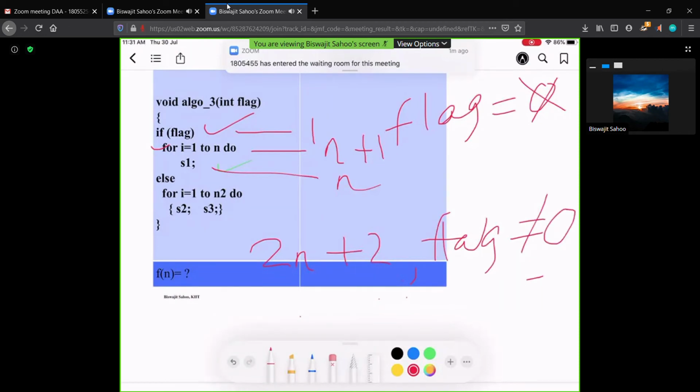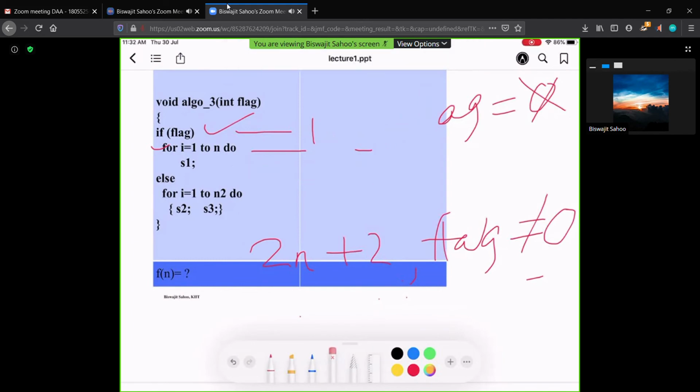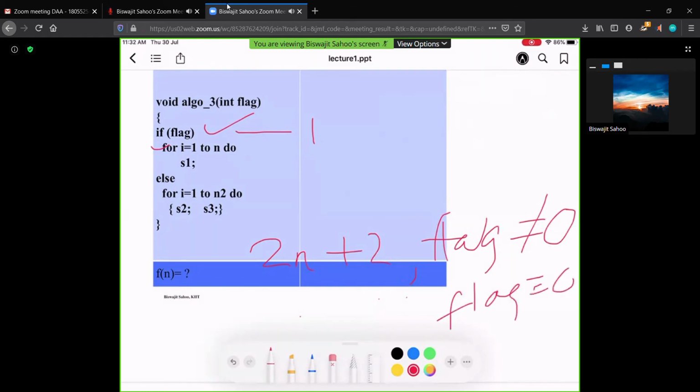You have all understood this. Then let me go to when flag is equal to, let's say, 0. Let me go for the next case, when the flag square plus is equal to 0. If flag is equal to 0, will I execute this statement? Yes or no? It will become false. It becomes false, and the else part will come.